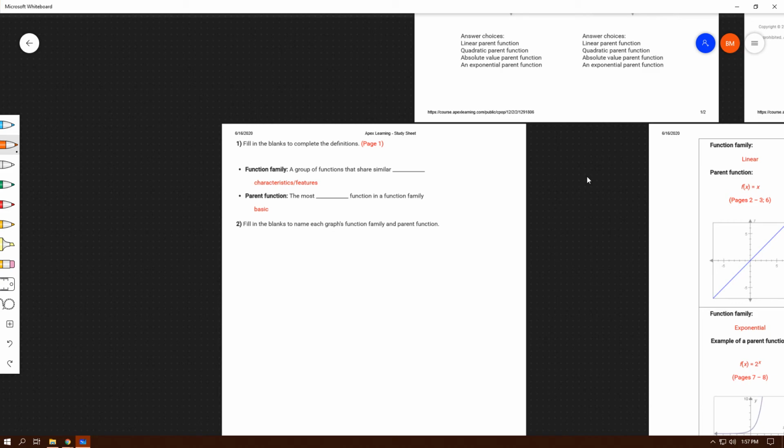Like all quadratics share that parabola shape. They are all a family. They're also all unique, just like your family, right? Everybody's unique, but you're all part of the same family. The parent function is the most basic function in a function family. So it's the one that doesn't have anything added or subtracted, anything multiplied. It's just the basic form before you make any adjustments.